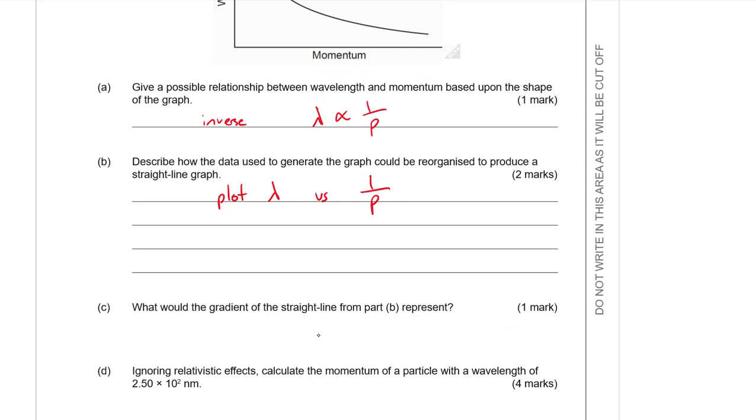What would the gradient of the straight line from part B represent? So if I'm plotting the wavelength versus 1 on P, if I look at my formula sheet, I can see that there is this wonderful formula here. If I'm plotting lambda on the y and 1 on P as the x, then what I'd expect to have is Planck's constant.